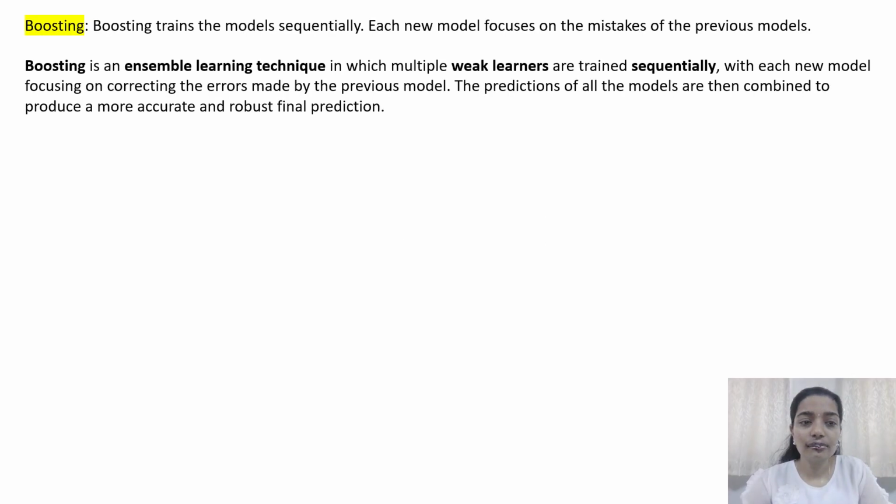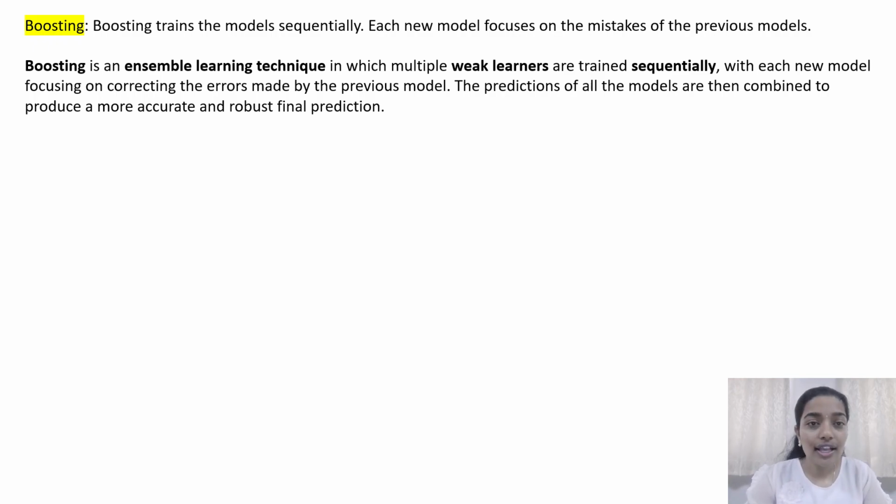So let us begin. We know that very common ensemble techniques are bagging and boosting. Both of them are going to combine different models, and then they are going to train every model, and then at the end they are going to come up with a conclusion. But what exactly is the difference between bagging and boosting?